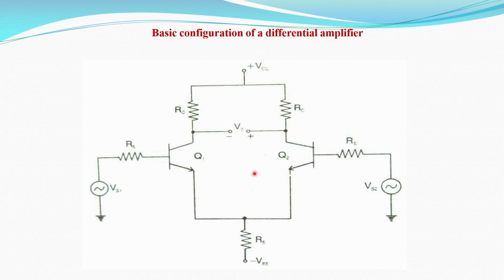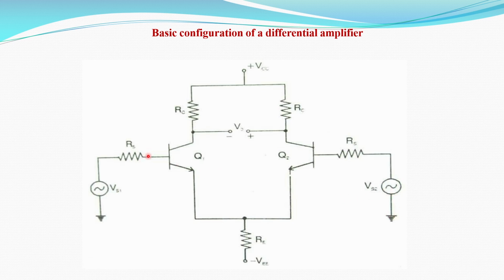This is the general configuration of the differential amplifier. In a differential amplifier we are using two transistor stages, because we are applying two input signals. We are using only BJT type transistors. Q1 is one transistor and Q2 is the second transistor. We are applying the source signal as VS1 and the second source as VS2.